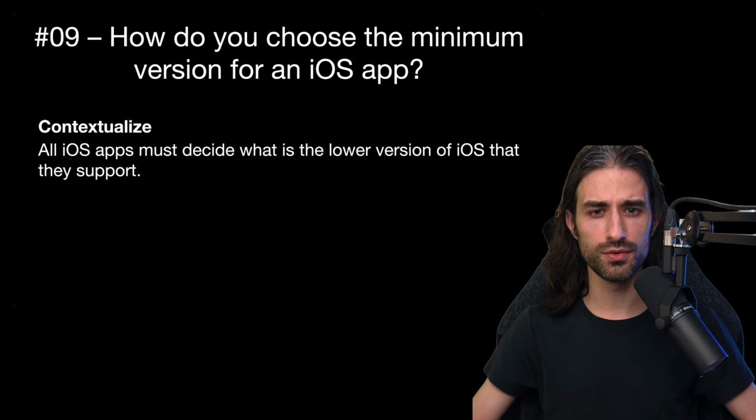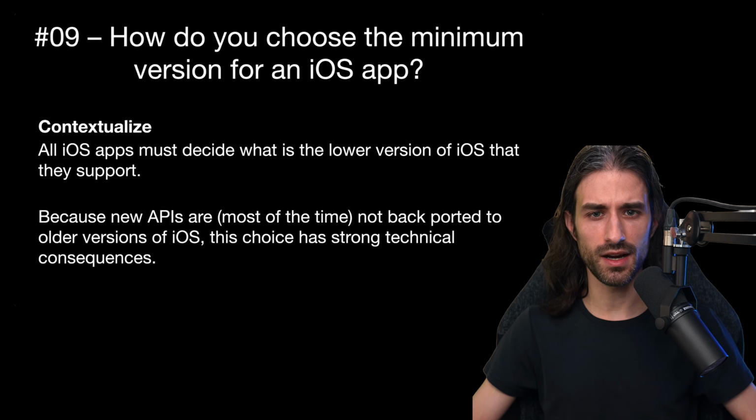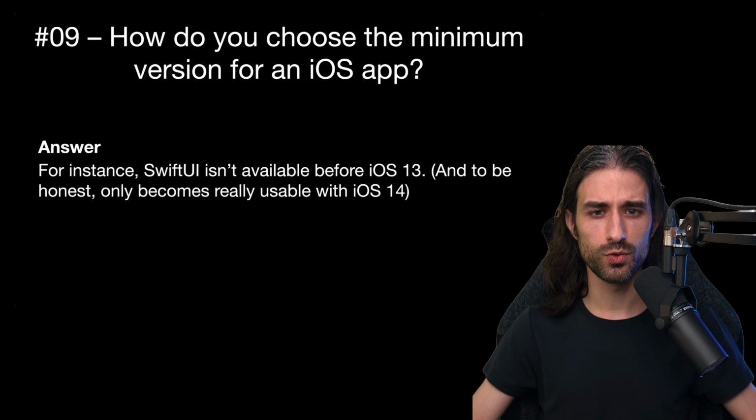Here it can be useful to remind that all iOS apps must decide what is the lowest version of iOS that they support. And because new APIs are, barring exceptions, not backported to older versions of iOS, this choice has some strong technical consequences. For instance, SwiftUI isn't available before iOS 13 and, to be honest, only becomes really usable with iOS 14.